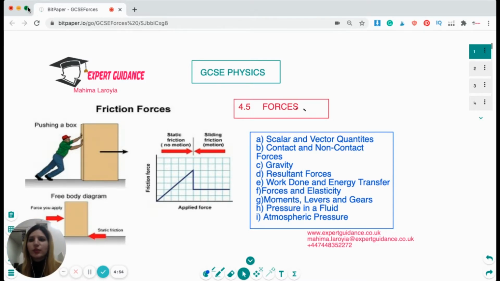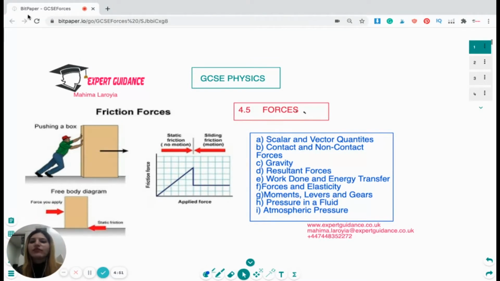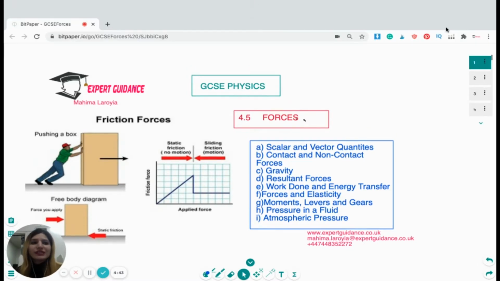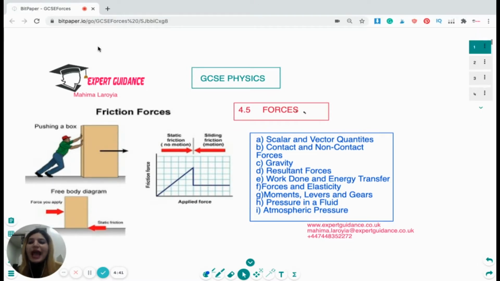Today in this video, we'll be covering the topic of forces in GCSE Physics. This is a very important topic because in this unit, we'll be covering both forces and the motion topic. Both of these topics are very important for your GCSE Physics. So I would request you to watch the video till the end because we'll be covering each and every topic in detail, followed by the glossaries and the key terms of this unit.